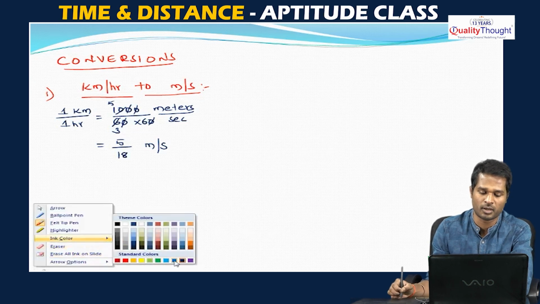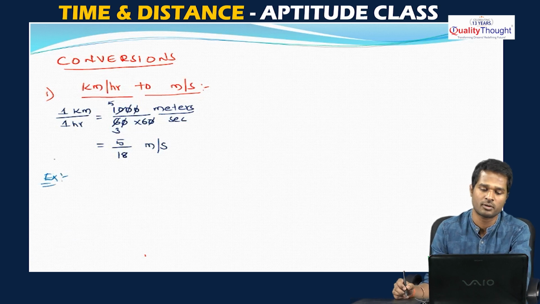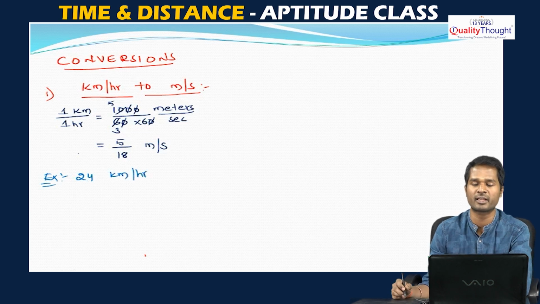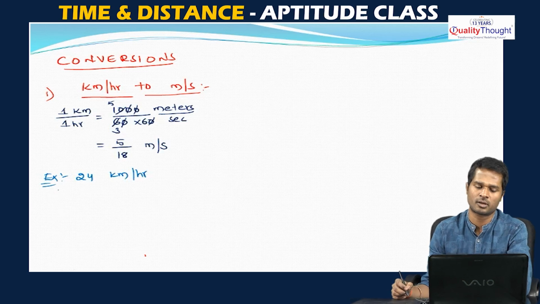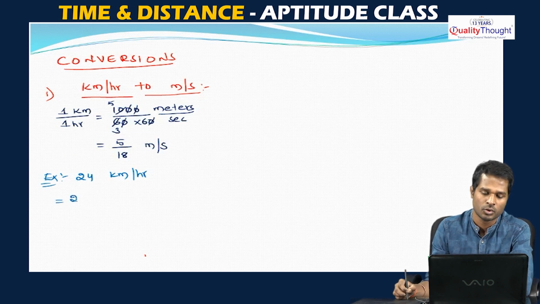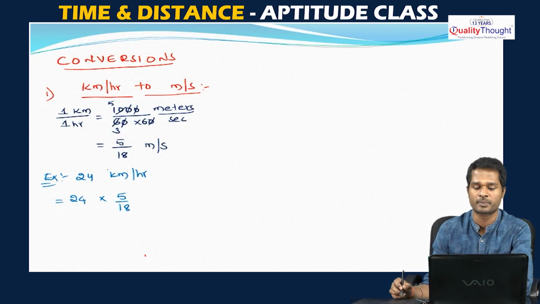Let's write a small example of how to change this. For example, assume I got an answer of some 24 kilometers per hour. This is the speed I got when I calculated some distance divided by time, the speed a person traveled to cover a certain distance. Now I want to convert this into meters per second. So 24 is the kilometers per hour, multiply it with 5 by 18.